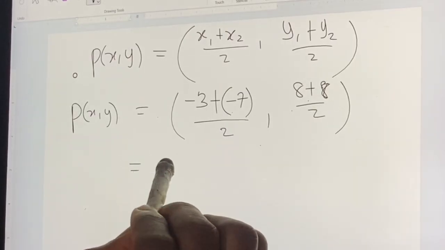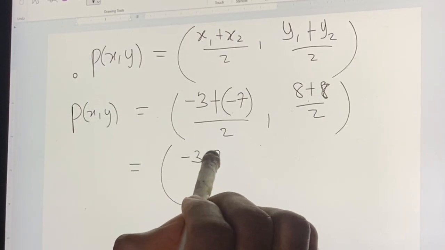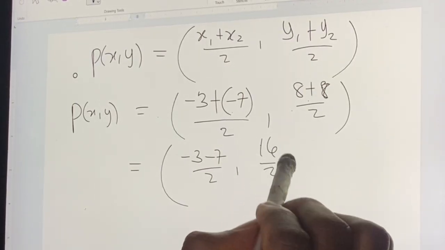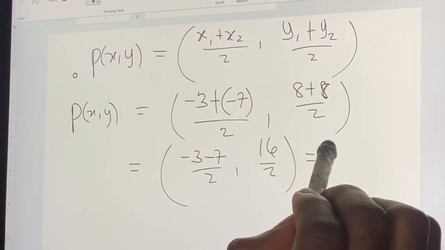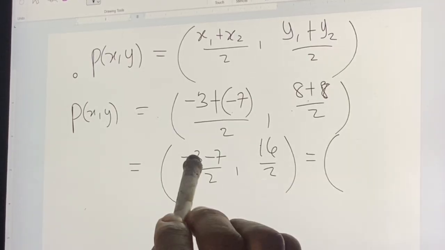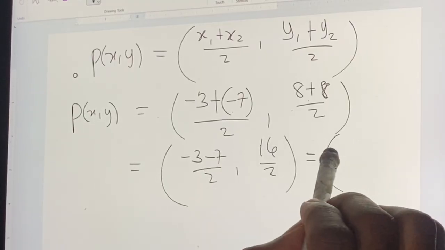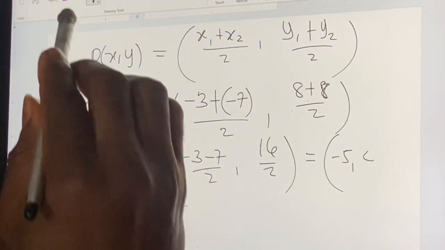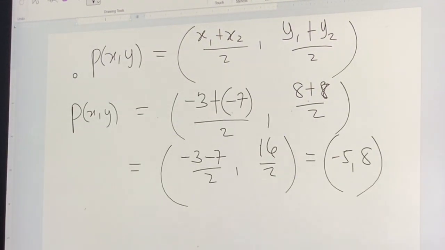When you simplify this, this will be minus 3 minus 7 over 2, and 16 over 2. So our final answer here, class, is: minus 3 minus 7 will give us minus 10, over 2 will give us minus 5. 16 over 2 will give us 8. So class, this is our answer.